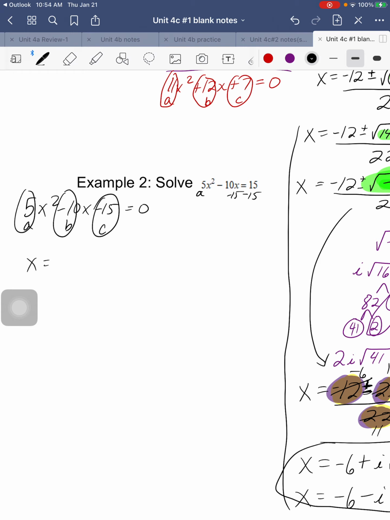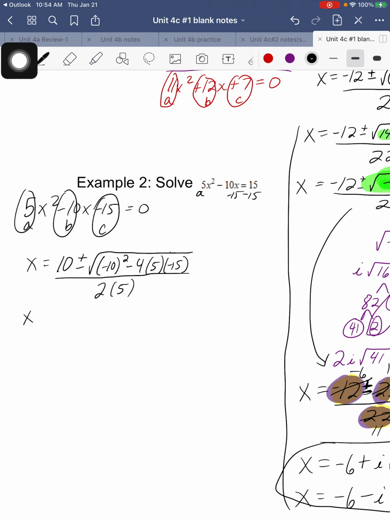So let's put it in the quadratic formula. So we have opposite of b, so b is negative 10, so it's actually going to be positive 10, plus or minus the square root of b squared, so negative 10 squared, minus 4 times a times c, which is negative 15. Make sure to always bring those negatives with it. 2 times a.